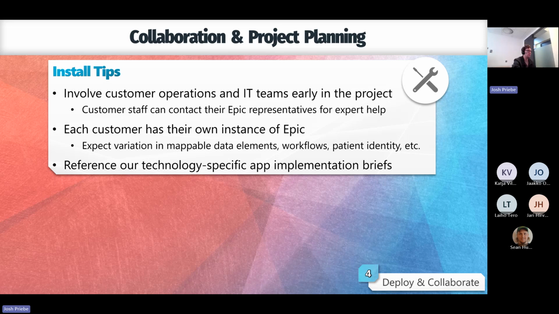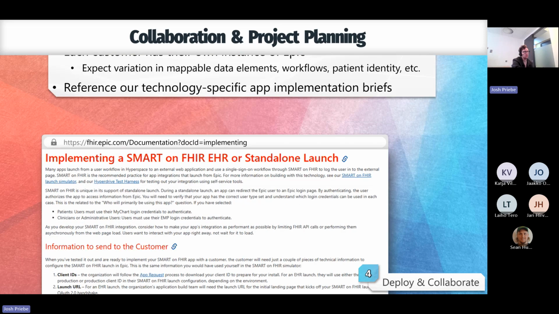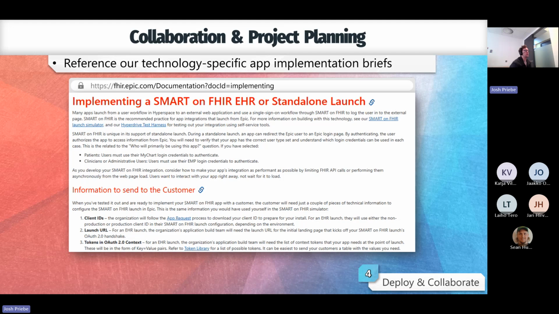And then lastly, we also have technology-specific app implementation briefs. I'm going to show the first example here, which is very similar to what we just mentioned. This is implementing a SMART on FHIR EHR launch. This is what I was mentioning earlier, where this is how you launch from a user login session in MyChart or Epic Hyperspace into your app, either embedding it or jumping out into another browser. This helps you not only figure out the technical pieces, but also what you need to tell the Epic customer to be successful.